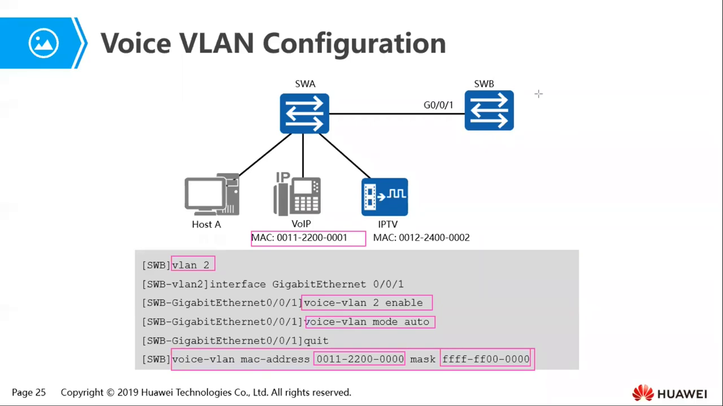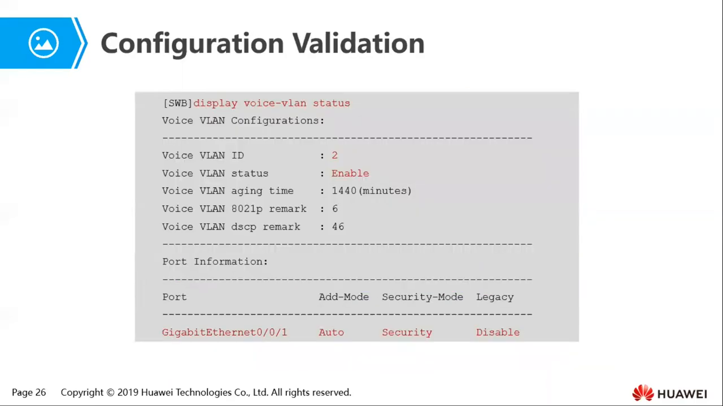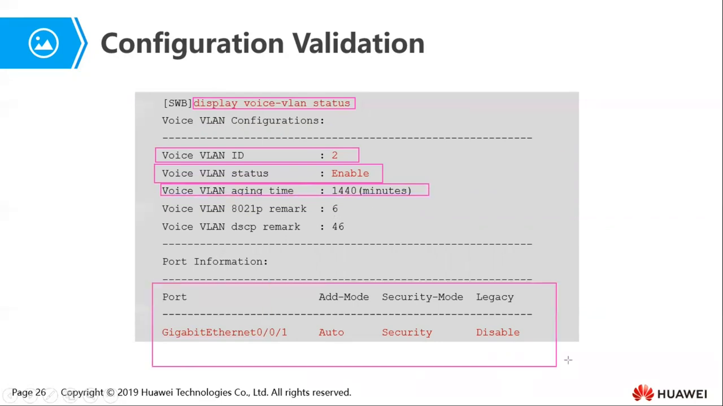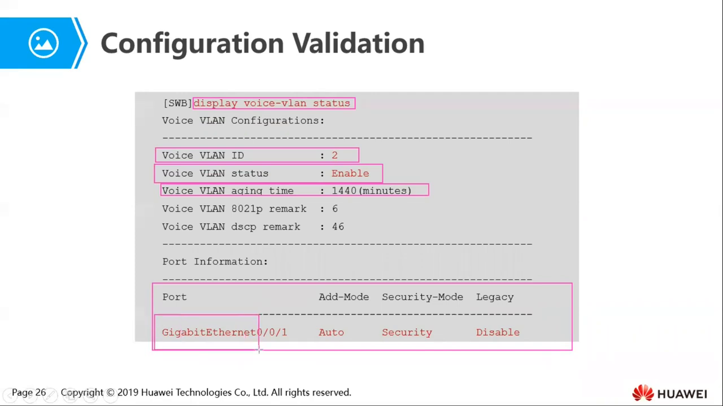So after we've done that, we can validate by using the display voice VLAN status command. So we can see that this voice VLAN is on VLAN 2, and the status is enabled. For how long has it been there? And we also see some of the ports that have been added to that voice VLAN. How was it added? Automatically.